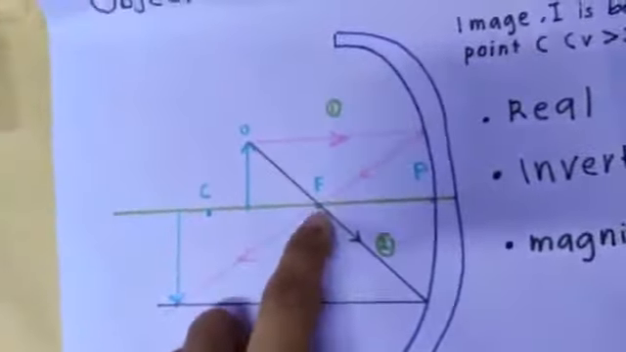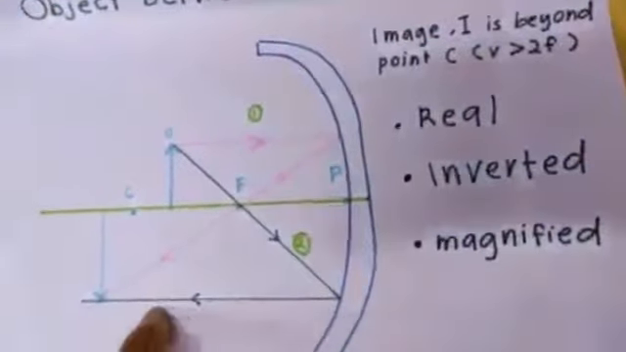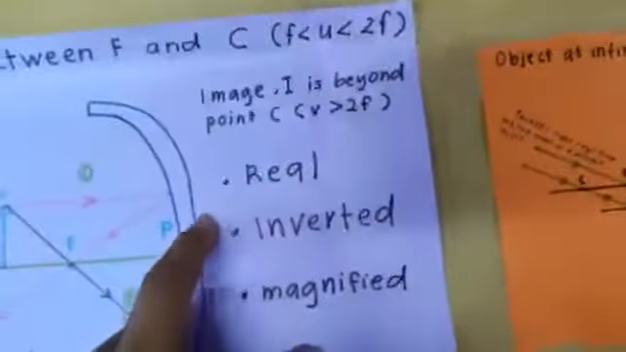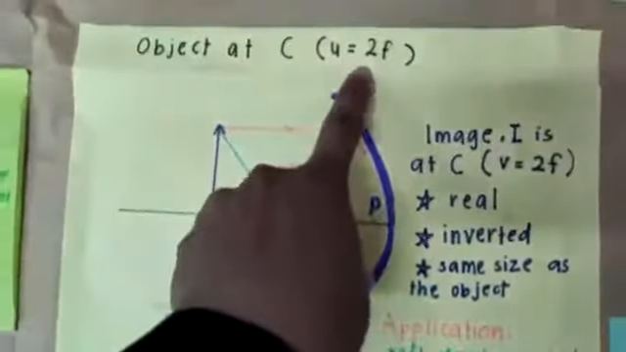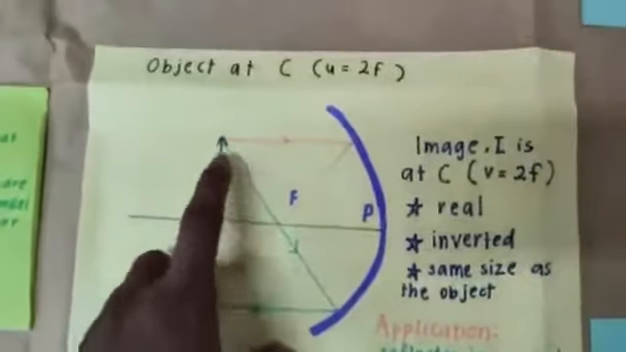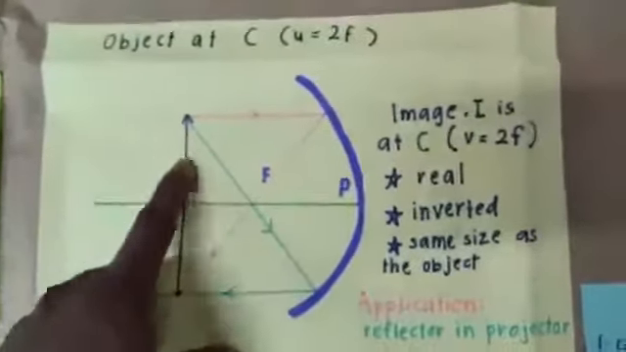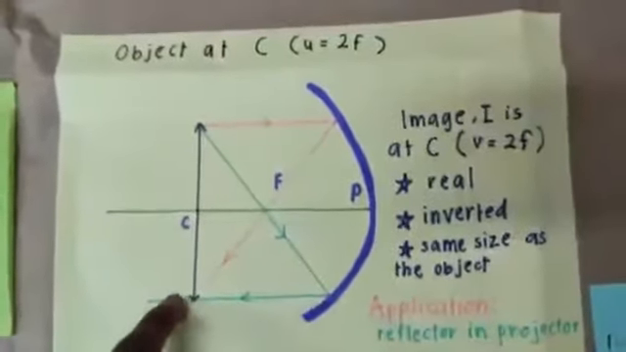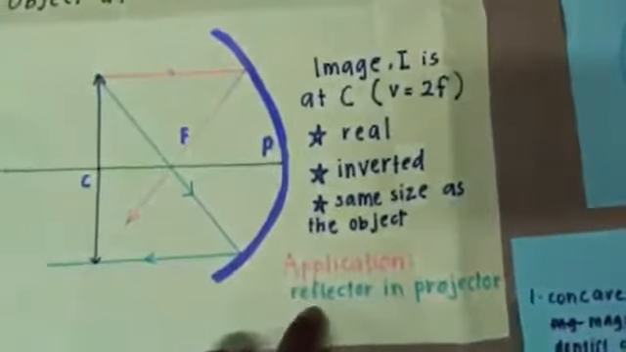Now, if the object is between F and 2F, which is here, this is F and this is 2F, we draw it as usual. Parallel to the principal axis, go through F, and if it goes through F, it will be parallel to the principal axis. So these are the characteristics of the image that will form. Now, if the object is at U equals 2F, which means the object is at C, draw it as usual. The light propagates parallel to the principal axis and then goes through F, and light going through F will propagate parallel to the principal axis. So these are the characteristics of the image formed, and the application is the reflector in the projector.